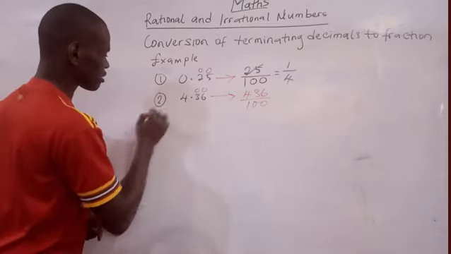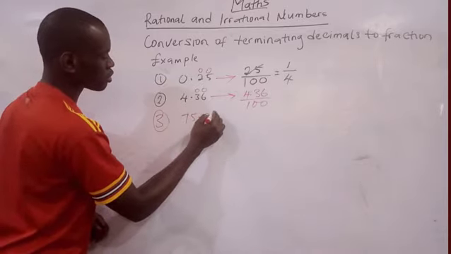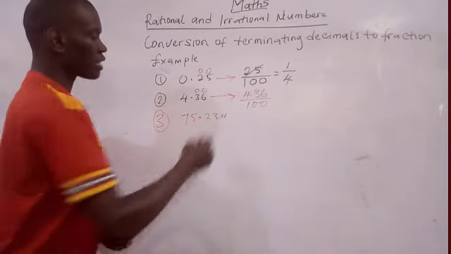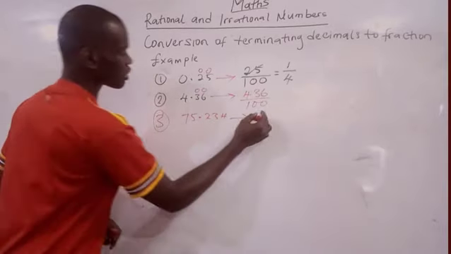Let's take another example. If I have 75.234, this can be represented as a fraction. Take the number without the point.